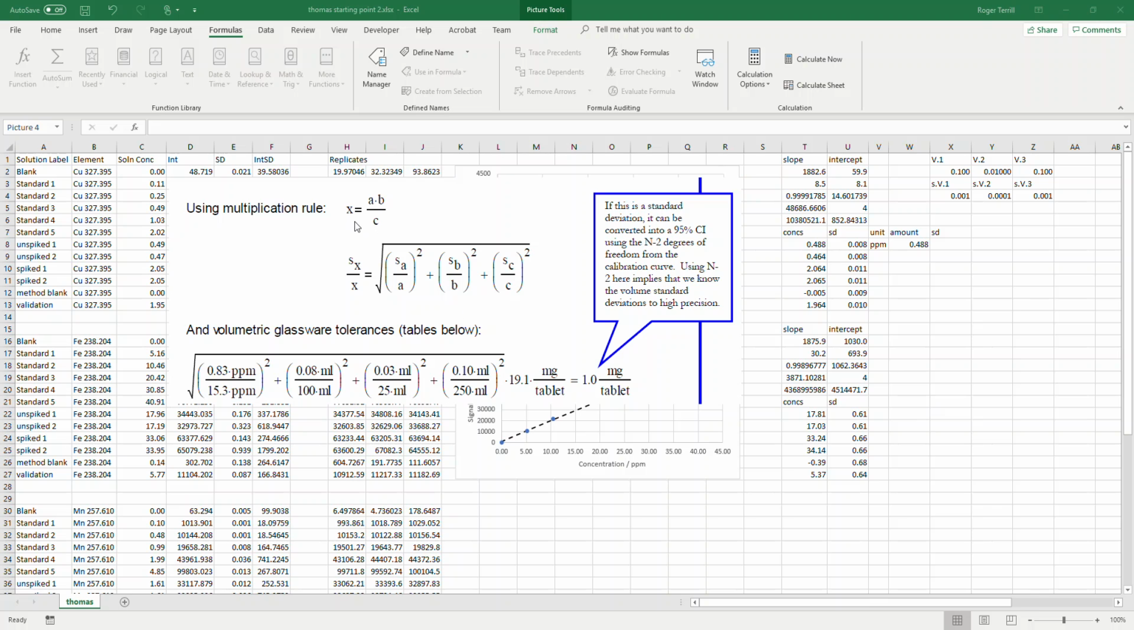times B over C, right? And this is the milligrams of copper, for example. That's A times B divided by C. So the way that we do this product and quotient is we do it like this.